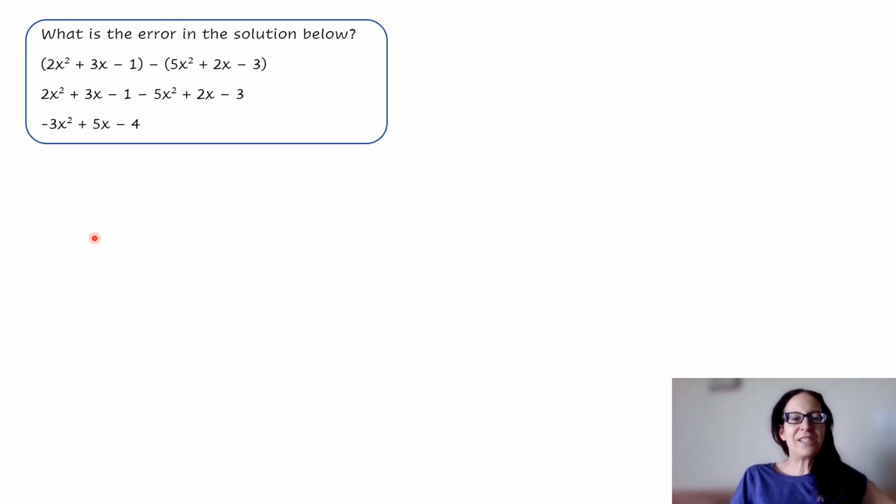Right, last slide. Oh my word, didn't think we'd get here. What is the error in the solution below? You will see a problem on your midterm that involves looking at a proposed solution and then seeing what's wrong in it. Please do not answer there is no error. I'm not sure that that's an answer choice option.